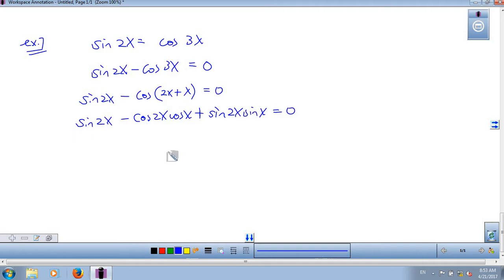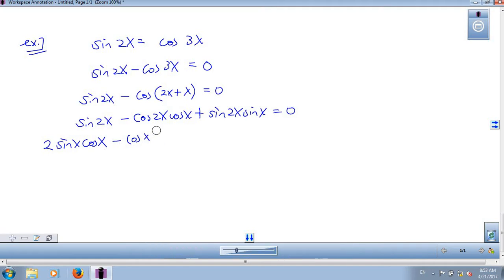As you can see, we will not be able to factor this because they don't have enough common factors in all three of them. So let's go ahead and break everything up. So this is 2 sine x cosine x by using the double angle formula. Cosine 2x, let's break that up.